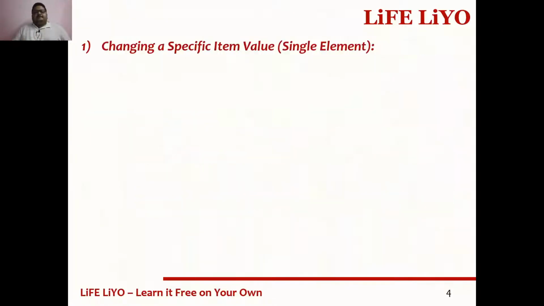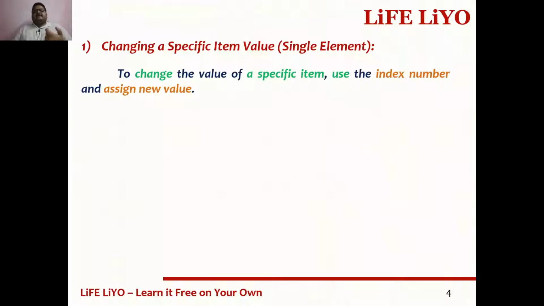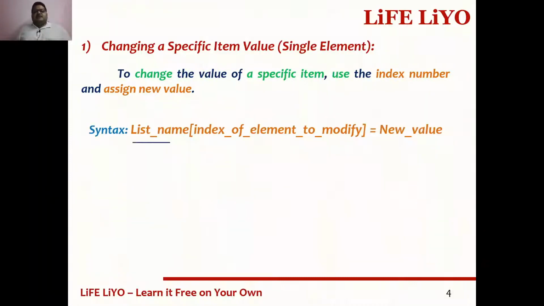How can we do it? First, changing a specific item value, that is, how to replace a single element in a list. To replace a single element in a list, we have to use the respective index number of that element, and then assign a new value. The syntax is the list name, which list we want to change, followed by the index of the element we want to modify, and then the value which you want to assign. That means the new value will be assigned to the list at this respective index.